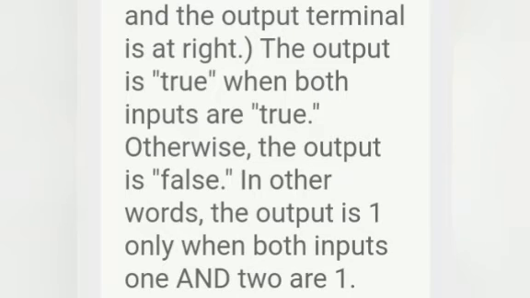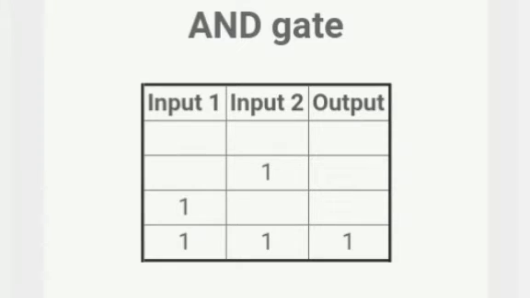You can see the figure of the AND gate. Input 1, input 2 and output. Input 1, no output. Input 2, no output. Input 1, input 2, output is 1.